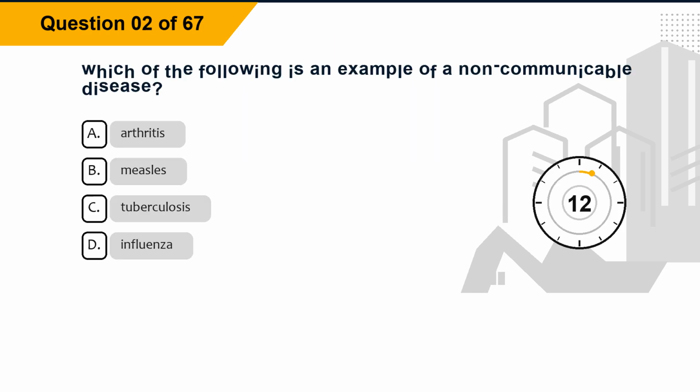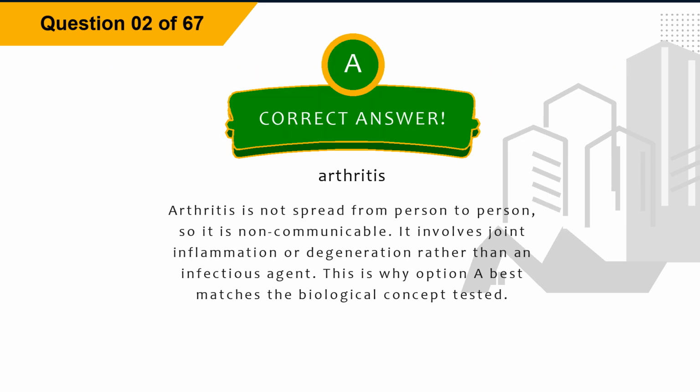Question 2. Which of the following is an example of a non-communicable disease? Option A, arthritis. Option B, measles. Option C, tuberculosis. Option D, influenza. The correct answer is option A, arthritis. Explanation. Arthritis is not spread from person to person, so it is non-communicable. It involves joint inflammation or degeneration rather than an infectious agent. This is why option A best matches the biological concept tested.